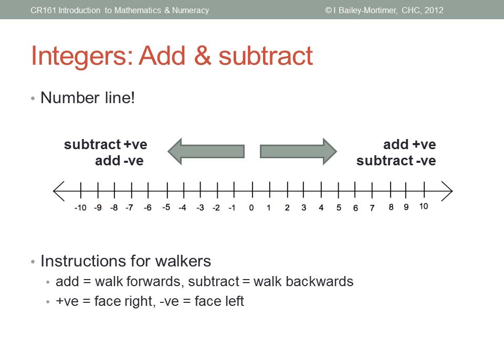We can do this as a physical activity too, just like with whole numbers. Keep the same convention as before, that is, walk forwards to add and walk backwards to subtract. But now there's a difference. If the number I'm adding or subtracting is positive, I have to face to the right before I walk, just like I did with whole numbers. But if the number I'm adding or subtracting is negative, I have to face to the left, the opposite direction. Try it yourself. See if you can use this convention.